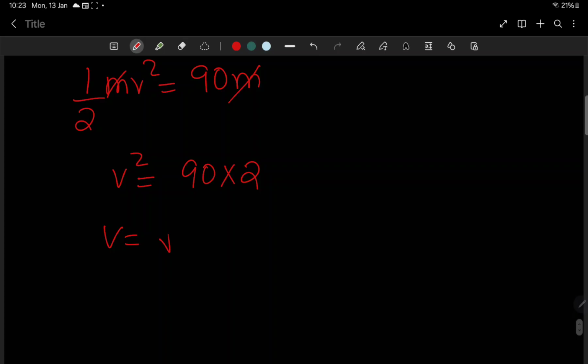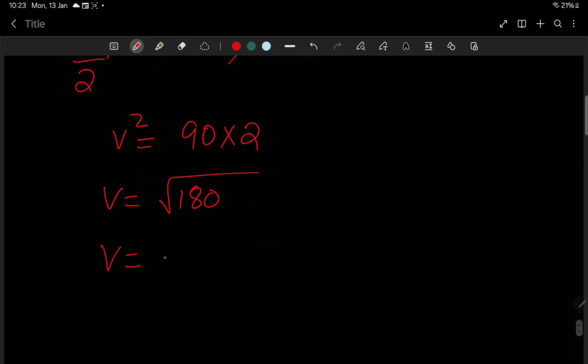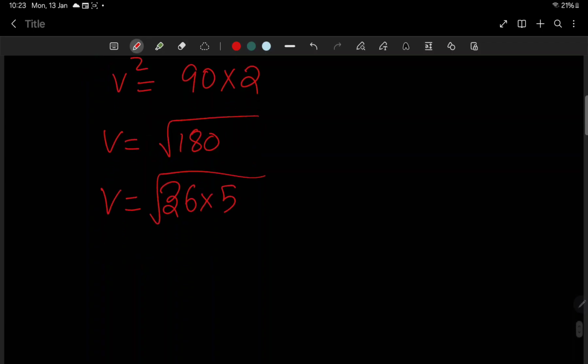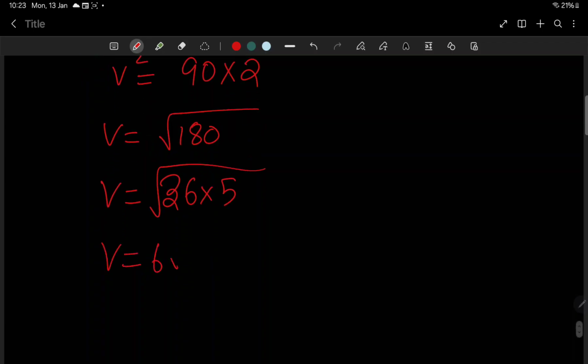So V is equal to root 180. Now look at the options. Root 180 you can write in different ways, but in the options, first of all we will try to write it as 36 into 5, which is equal to 180. So we will take 6 outside. So 6 root 5 meter per second is the answer. Option 1 is the answer.